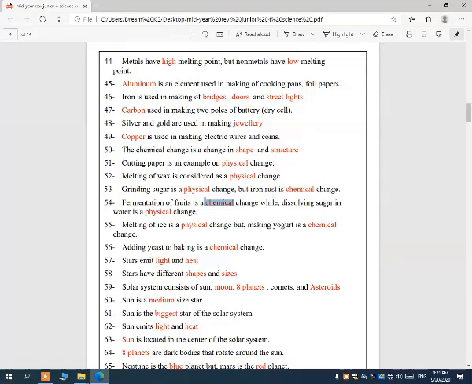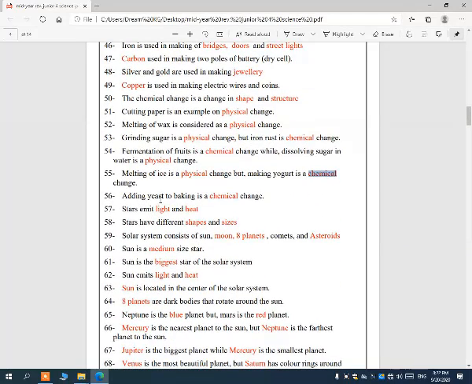While dissolving sugar in the water is a physical change. Dissolving sugar, it can be returned back, right? I will make evaporation to the water. So what will remain at the bottom? The sugar. So dissolving sugar is a physical change. 55. Melting of ice. Melting is physical, but making yogurt is chemical change.